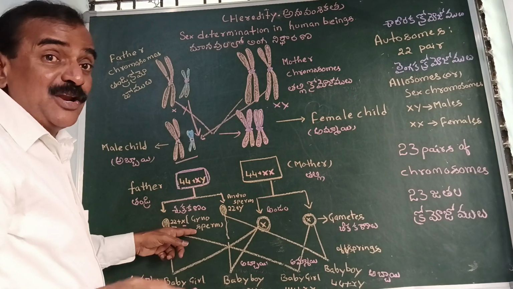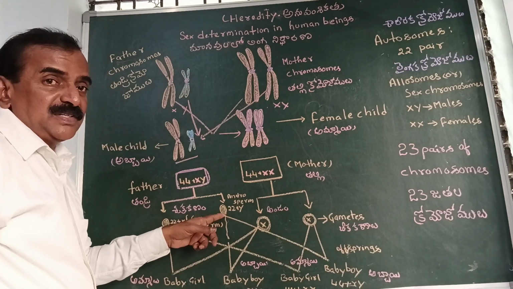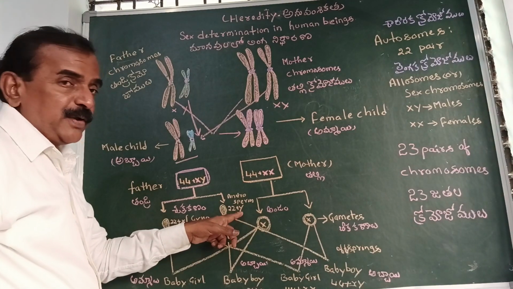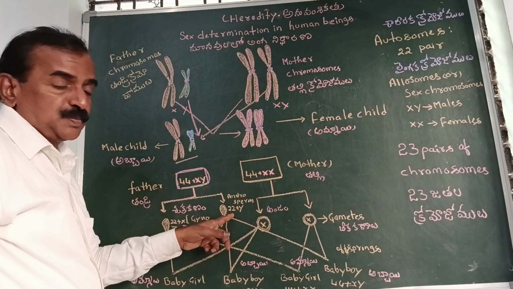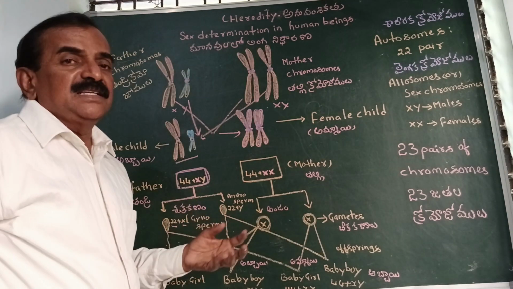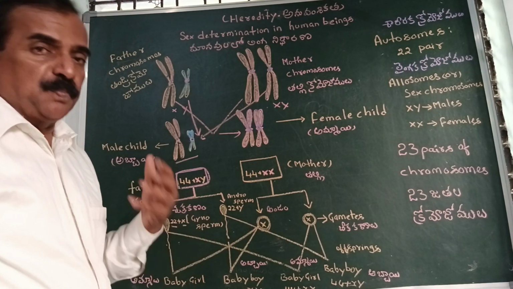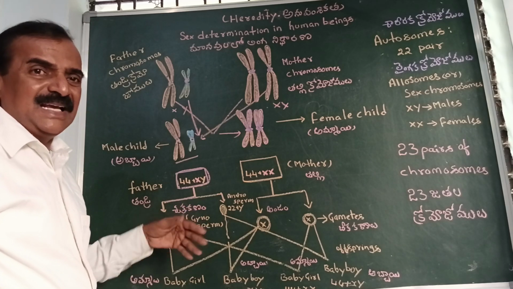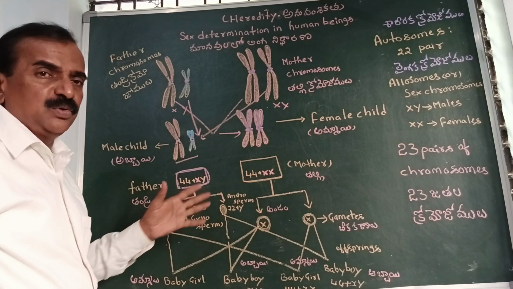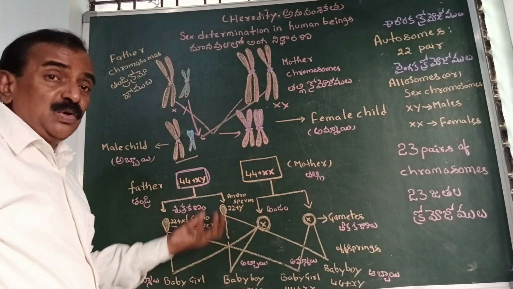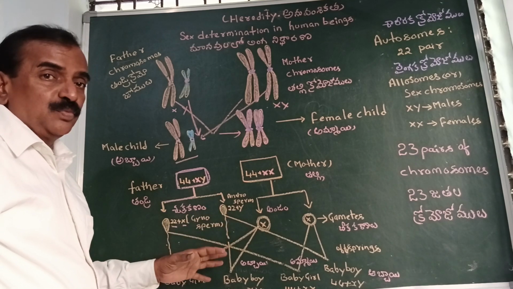Gynosperm is the sperm which has 22 autosomes and an X chromosome. The other sperm has 22 autosomes, not 22 pairs, and also a Y chromosome. This is called androsperm. So here fathers or males release two types of sperm. One type of sperm carries the X chromosome with 22 autosomes, and another type carries 22 autosomes and also the Y chromosome.